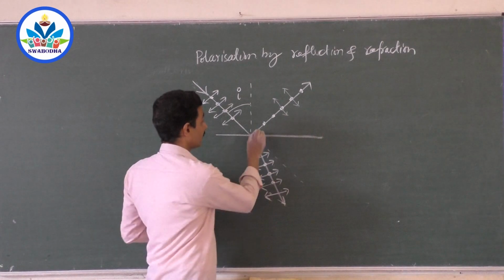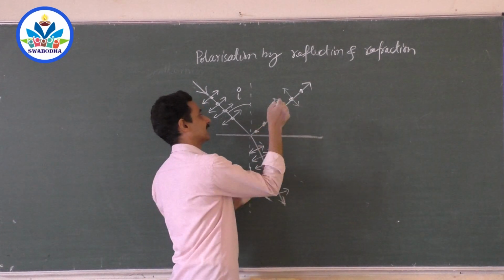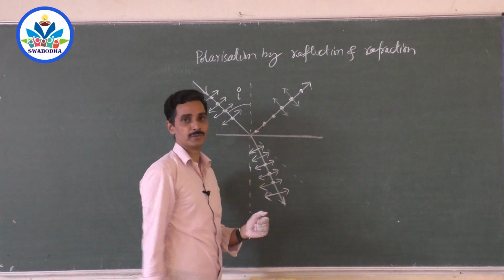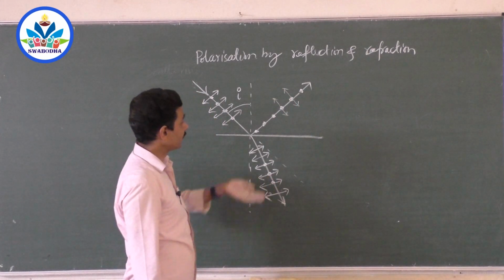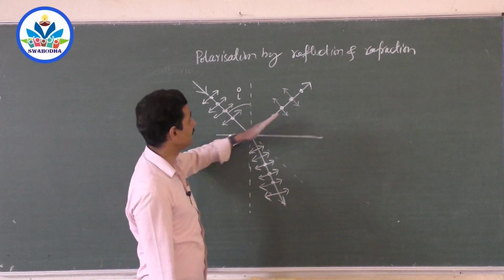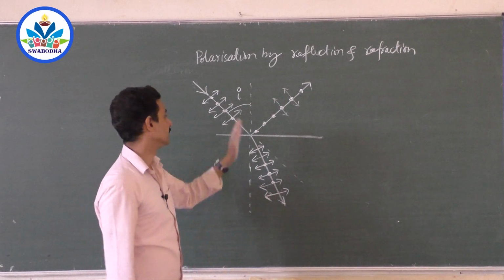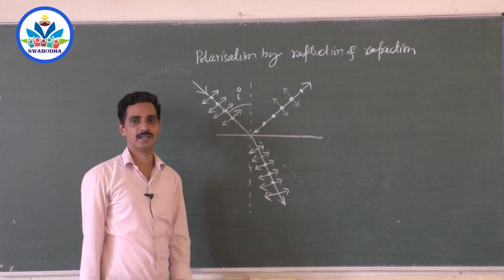Sir, can I get complete vibrations only in this direction? You know what this dot represents? Dot represents electric field vibrations like this, correct? Perpendicular to the board. So don't I get vibrations like this? There may be. So how to get vibrations completely like this? No vibrations like this here also. What you have to do is try for different angles of incidence.